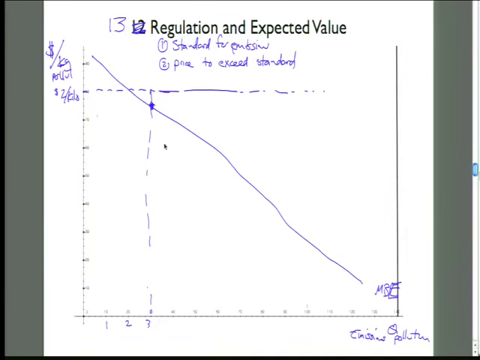But what they also introduce in this chapter is something about the likelihood of enforcement, or let's say getting caught. What if there's only a 50% chance that you get caught? The regulator doesn't come by, you have a way that you can get out of it.